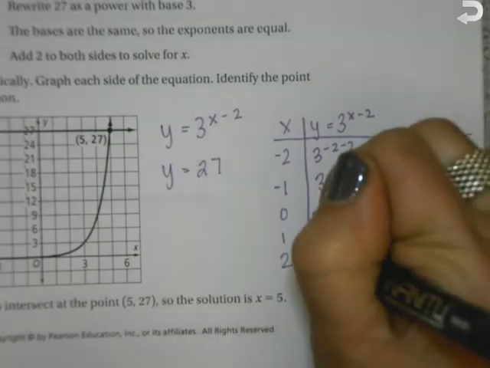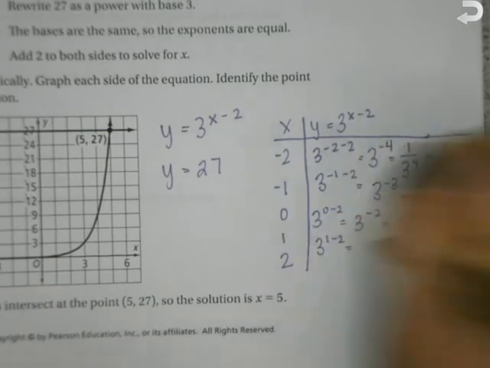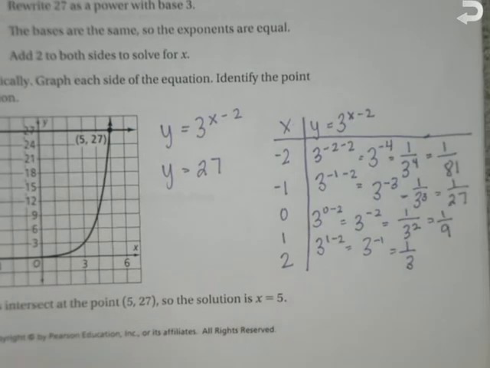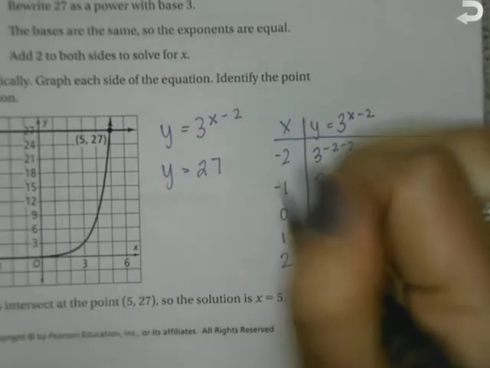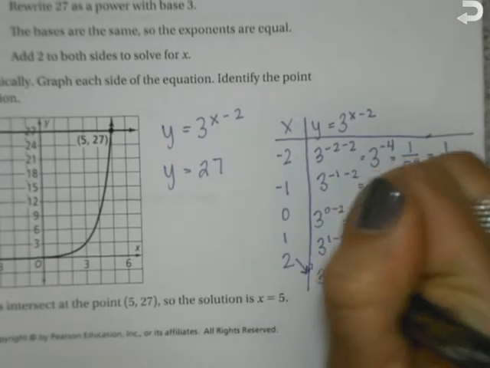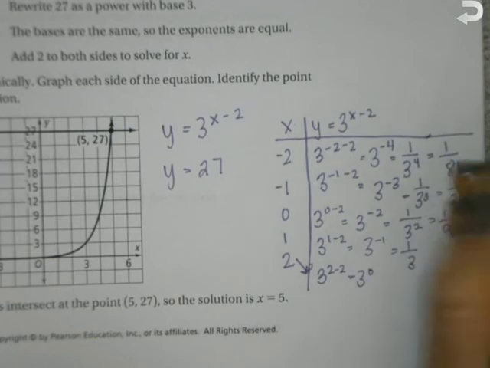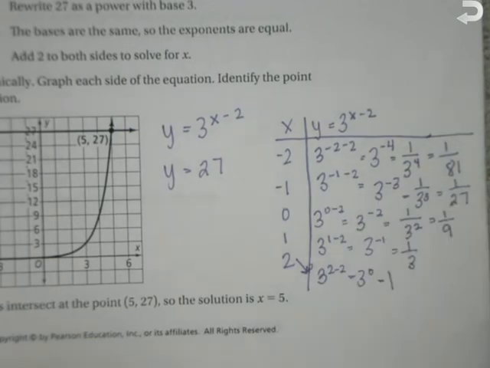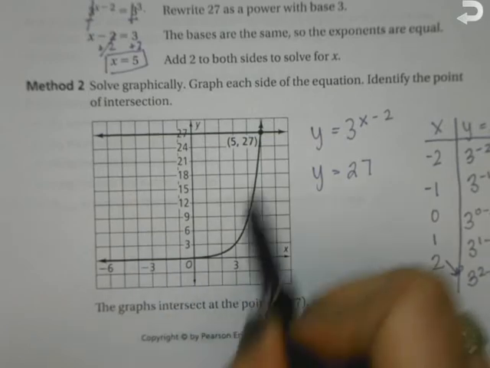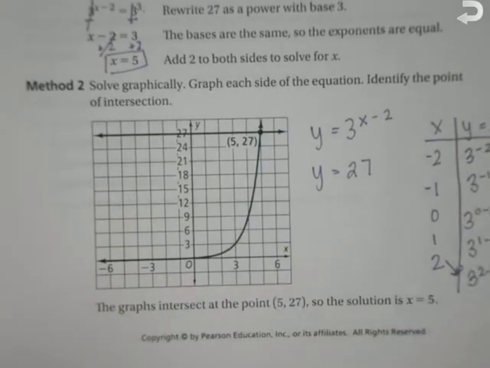For 1, 3 to the 1 minus 2 is 3 to the negative 1, so that's 1 over 3. And then we plug in 2, so that's 3 to the 2 minus 2, so 3 to the 0, which is 1. So they took all of these points and they graphed them right here. And that's how we got this graph. Okay? There's the table.